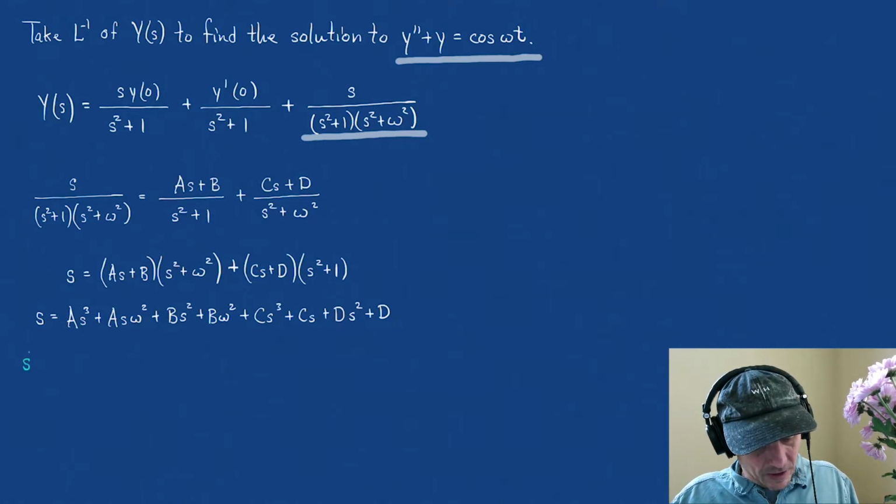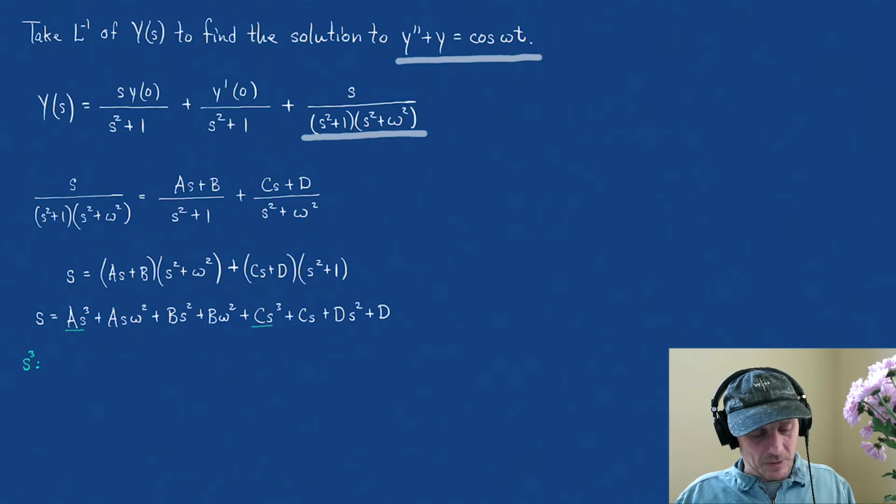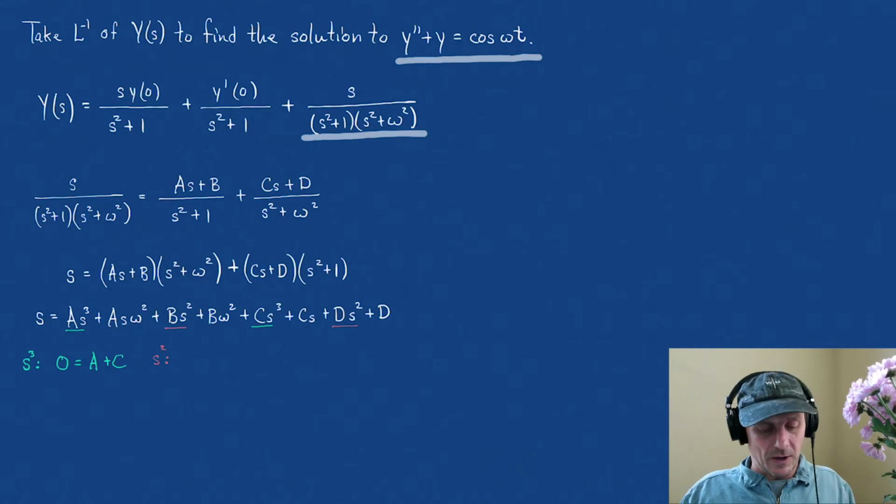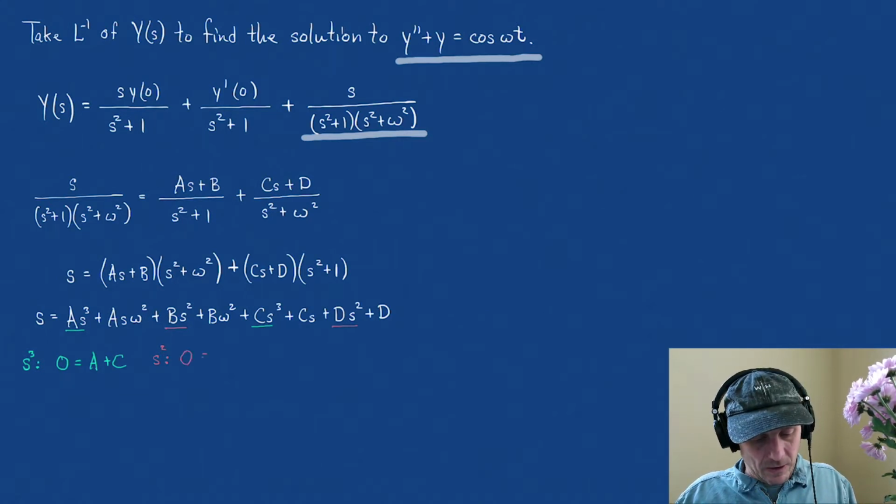The first thing is, let's look at our s cubed components. I have an As cubed and a Cs cubed, and there's 0 s cubed on the left-hand side, so I can say that 0 is equal to A plus C. Let's look at our s squareds. What do we have here? A B times s squared and a D times s squared. Notice on the left-hand side there's 0 s squared, so I can say that 0 is equal to B plus D.